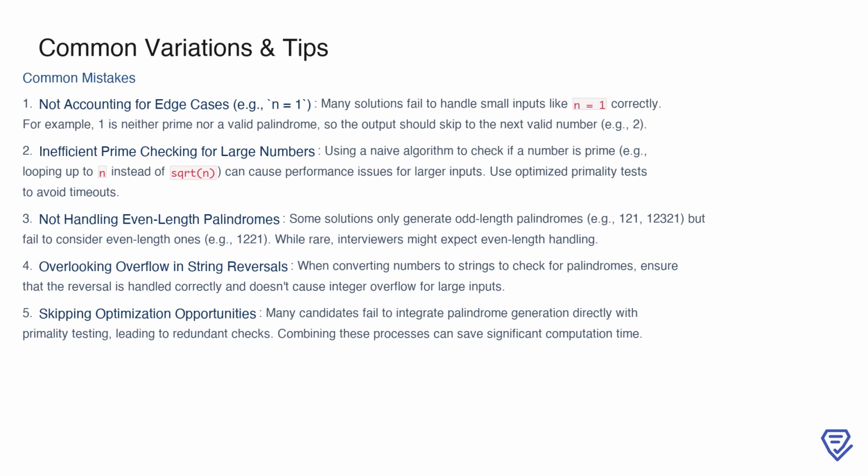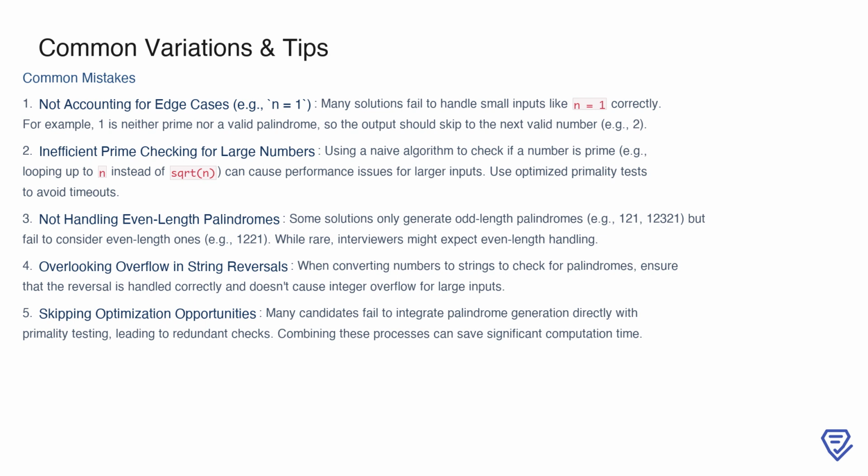When solving the prime palindrome problem, there are several common mistakes to watch out for. First, not accounting for edge cases like n equals 1 can lead to incorrect results. Remember, 1 is neither a prime number nor a valid palindrome, so you need to skip directly to the next valid number, which is 2. Another frequent issue is using inefficient methods for checking primality, such as looping all the way up to n instead of optimizing with a square root approach. This can severely impact performance for larger inputs.